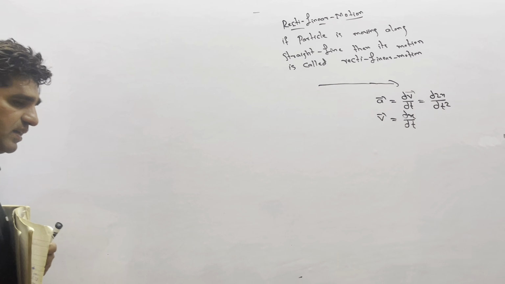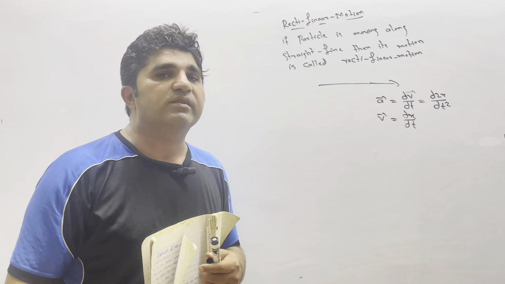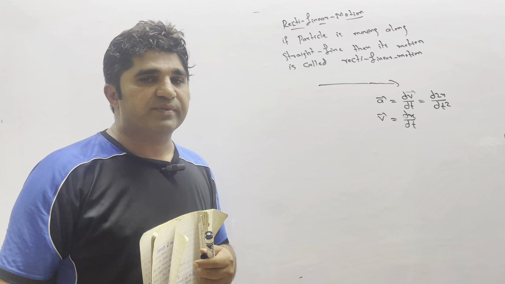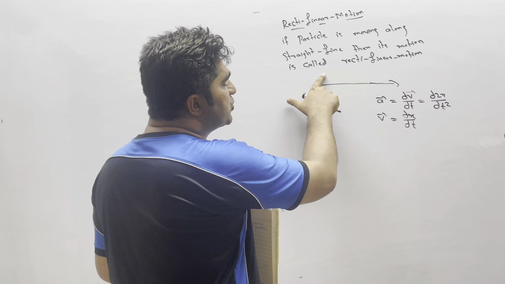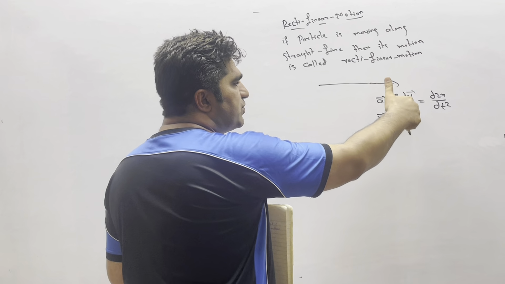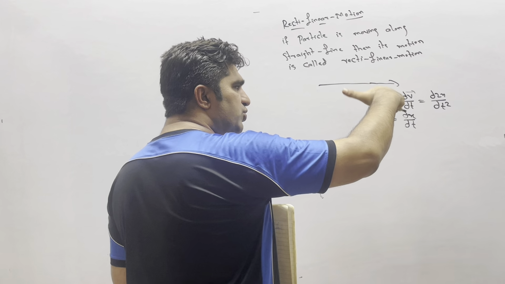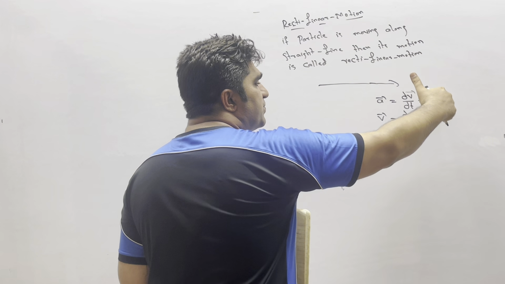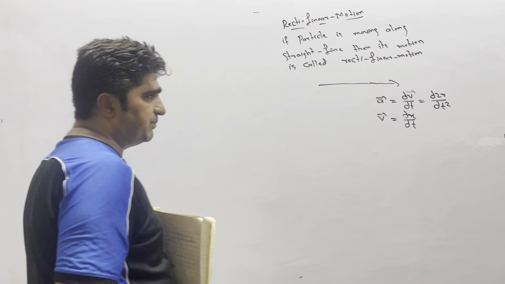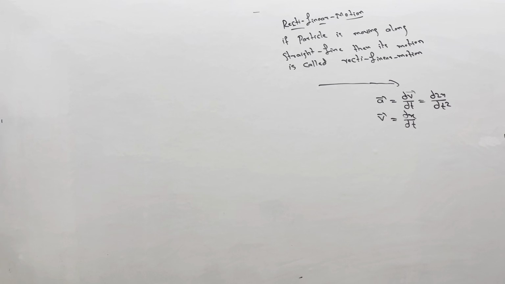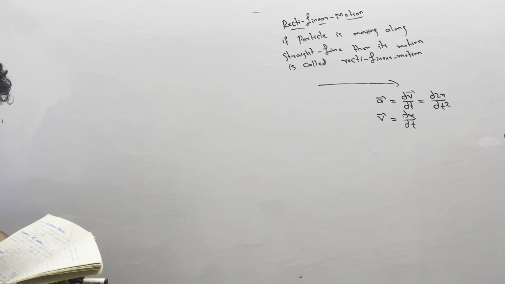So, revising here, I started from rectilinear motion. If the particle is moving along the straight line, then its motion is called rectilinear motion. Acceleration is the rate of change of velocity, or you can also write it as the double rate of change of displacement. And velocity is the rate of change of displacement. Just simply.